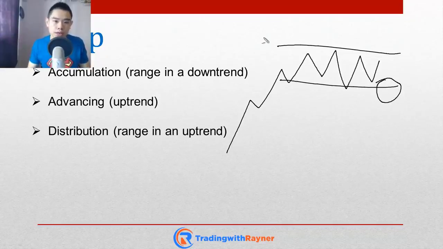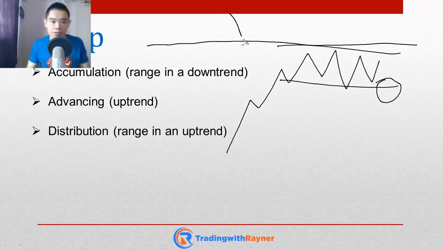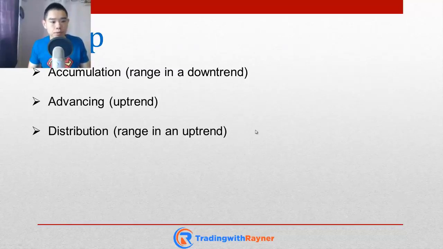Or, as you've seen earlier, there is a multiple time frame confluence where the market price action comes into the higher time frame resistance. For example, this is a higher time frame resistance. This price action leans against this higher time frame resistance. That increases the odds that this would be a distribution stage.